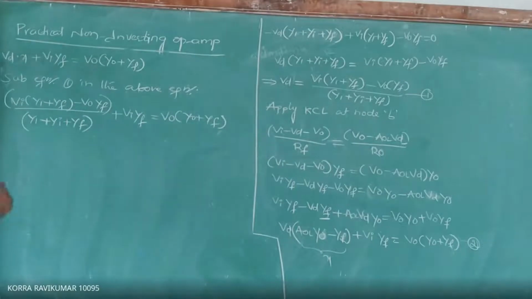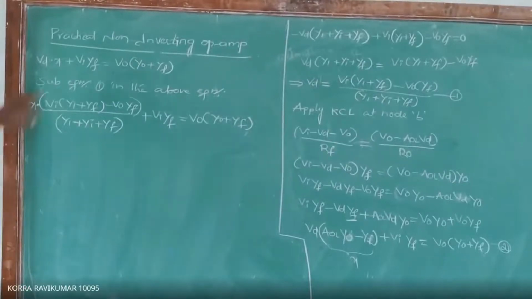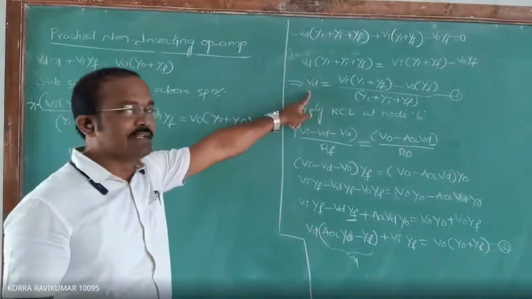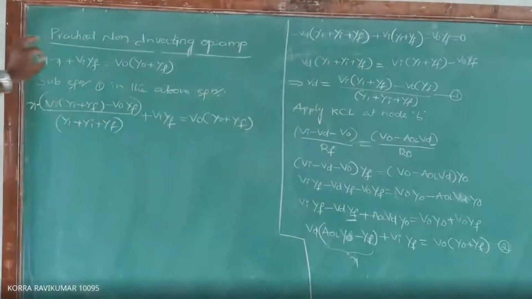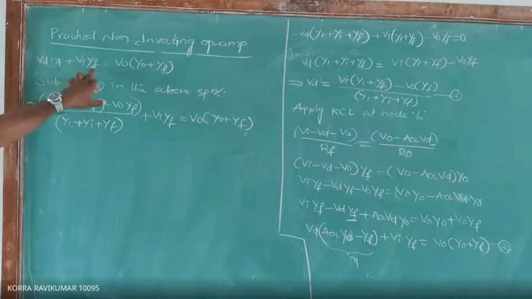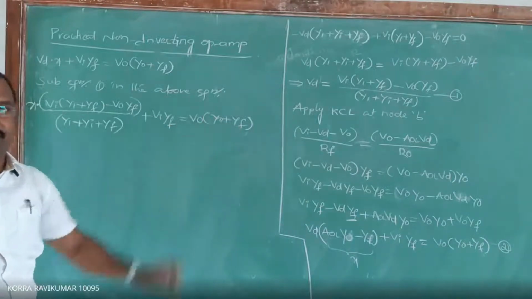And here there is an X multiplied with this term. I just substituted the value of VD here in this equation. From equation 1, we have the value of VD. Bring this VD and substitute in this equation, that's all. Substitute in equation 2. Then equation 2 becomes X into VD value plus Vi into Yf equals V0 into (Y0 plus Yf).